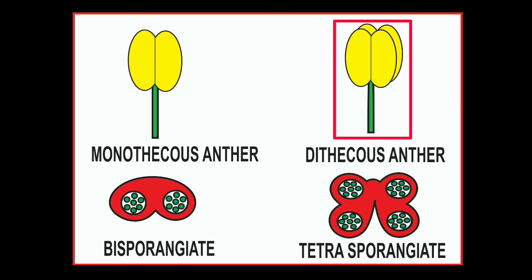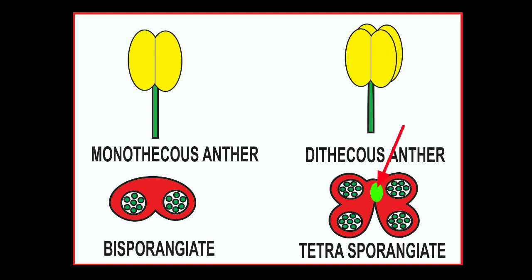Next one is the dithecous anther. Dithecous anthers are those which contain two theca or lobes. These two theca or lobes are interconnected with the help of sterile parenchymatous tissue known as connective. Dithecous anthers contain 4 microsporangia, and that's why they are known as tetrasporangiate.